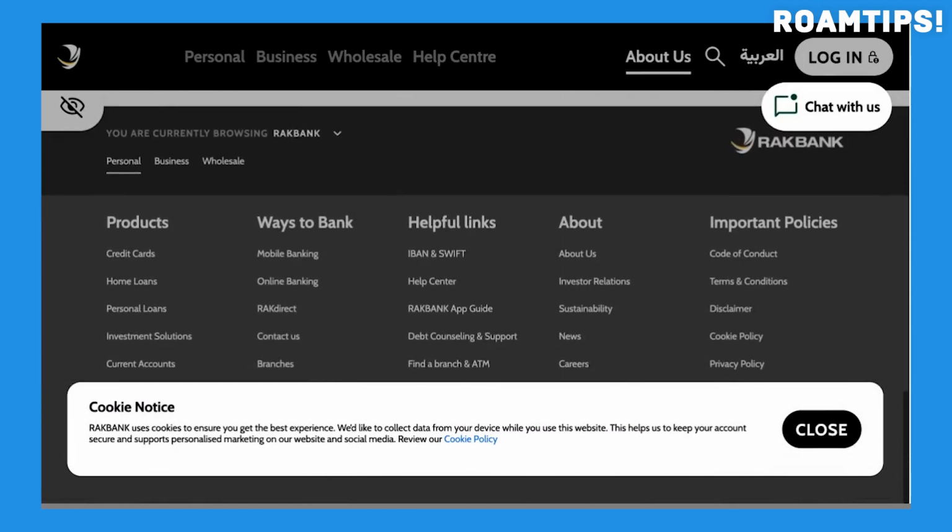It provides a digital gateway to the bank's resources, facilitating both information gathering and access to essential banking services. It is a crucial online hub for both existing RAKBank customers and those considering their options with the institution.